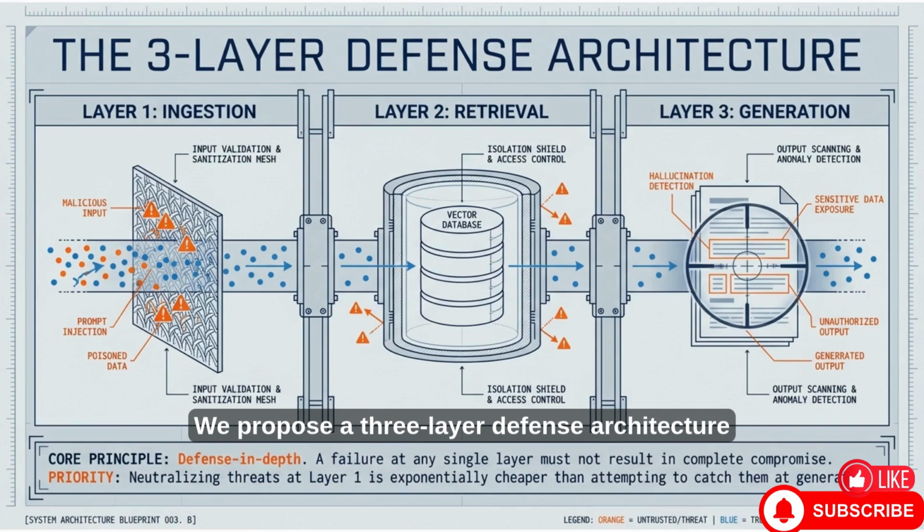We propose a three-layer defense architecture based on defense in depth. Layer 1 focuses on ingestion, Layer 2 on retrieval, and Layer 3 on generation. Neutralizing threats at Layer 1 is exponentially cheaper than catching them later in the pipeline.